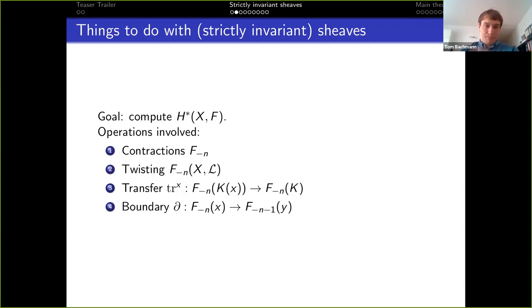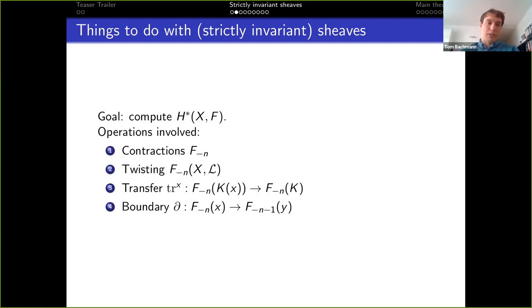So what I'm going to do in the next couple of slides is tell you what these operations are, so that I will be able to write down the Gersten or Rost-Schmid complex, which can be used to compute this cohomology. In principle, this is not totally necessary to understand the main theorem once I get there, but I feel like I should give you a flavor of what this complex looks like. And so I should also give you some idea of what these operations are.